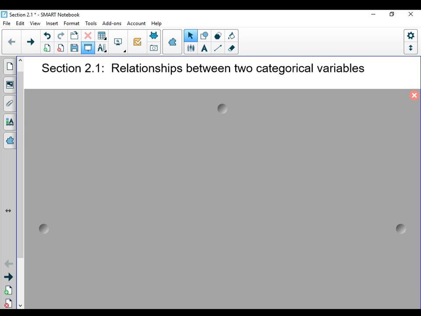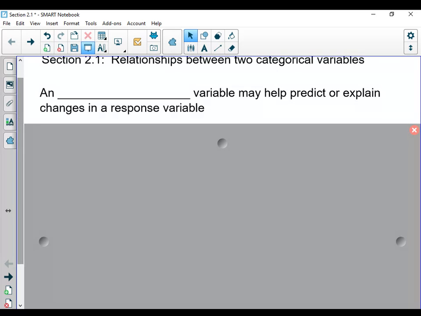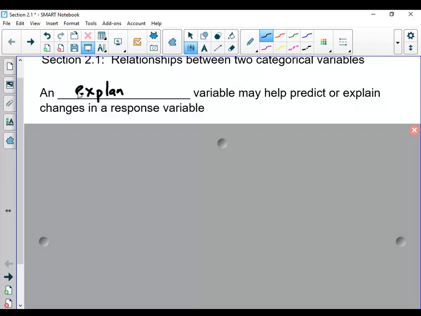Look at categorical data. Again, we may have two sets of variables that we're going to look at. No matter whether I'm looking at categorical or quantitative data, there's a couple parts that we have to be able to recognize. One of them is the difference between what's called an explanatory variable and a response variable. An explanatory variable is one that's going to help us predict or explain the changes in a response variable.